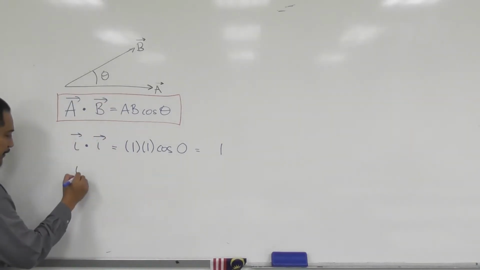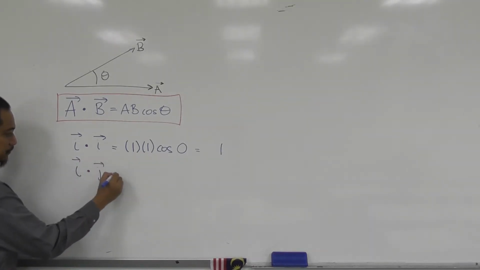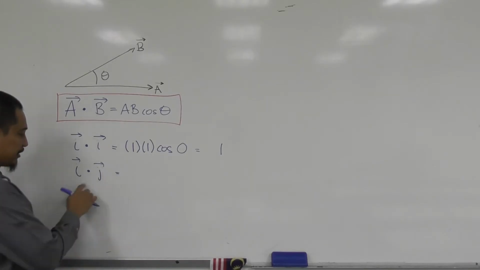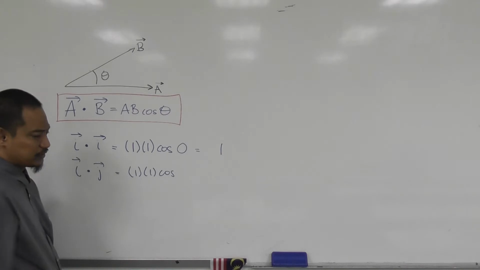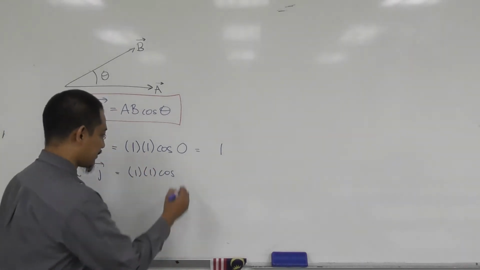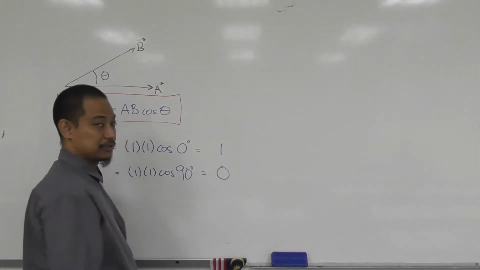What about i dot j? If you have i dot j, you get 1 times 1 times cos of the angle. What's the angle between i and j? It is 90 degrees, right? So you get 0.